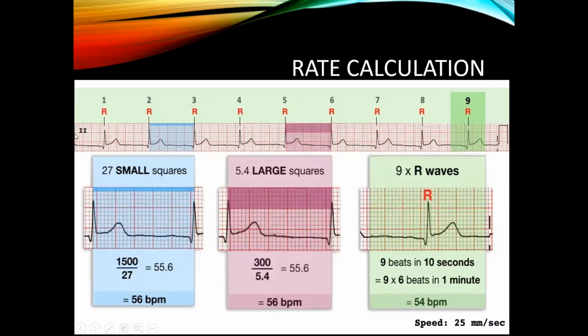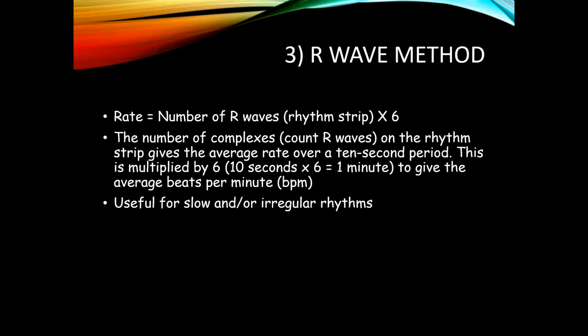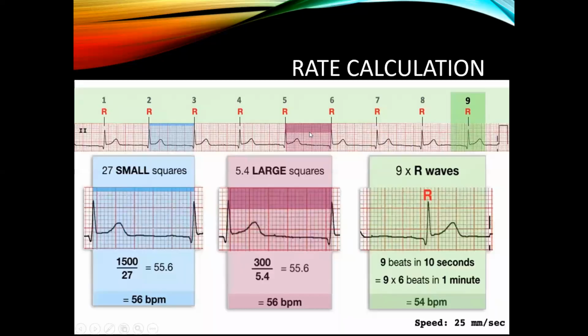So what we do is, remember we said that one strip is about 10 seconds, right? So we count the number of R waves in a 10-second strip. So we count 1, 2, 3, 4, 5, 6, 7, 8, 9. Then we do 9 times 6, okay? So we count the number of R waves, which we just counted. It was 9, right? Then we multiply that by 6. So what is 9 times 6? That's 54 beats per minute, okay?